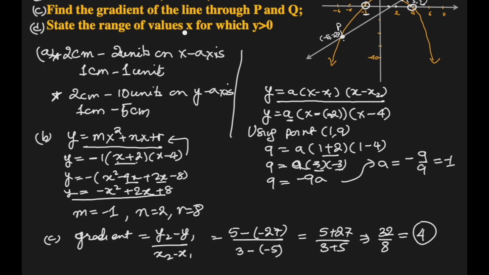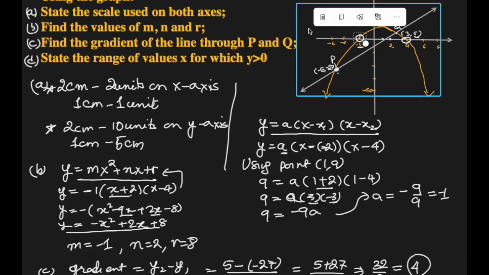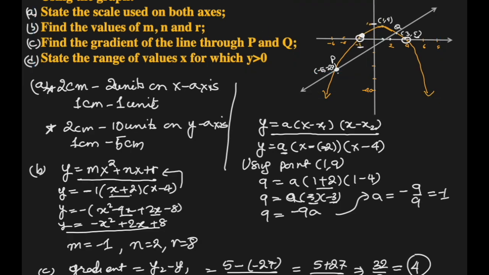State the range of values of x for which y is greater than 0. Okay, so we can look at the graph. They want y greater than 0. And let me use a different color than this. Yes, this. Here, from negative 2 to 4, the graph is above y equals 0. This x-axis is actually y equals 0. And that will be our answer.